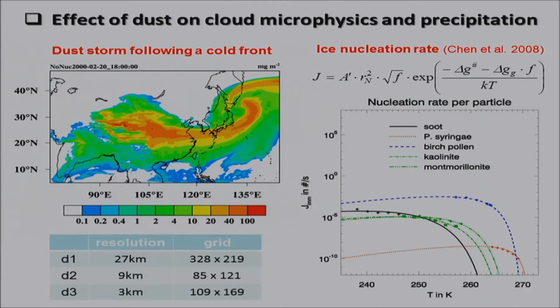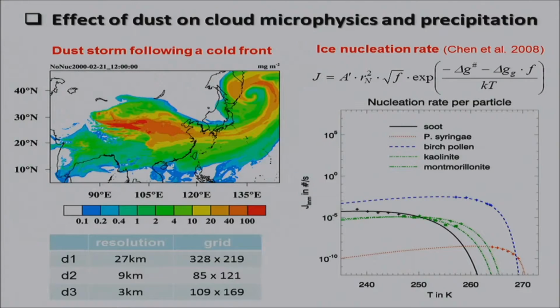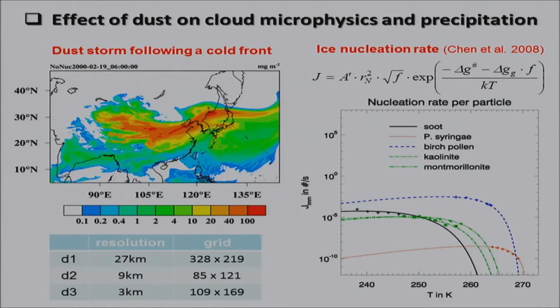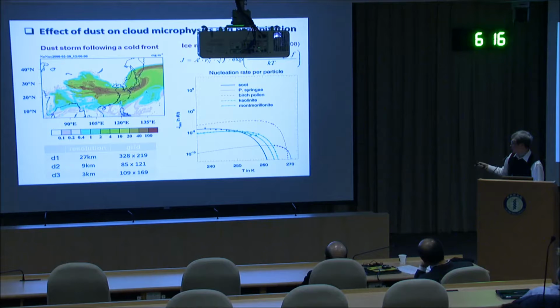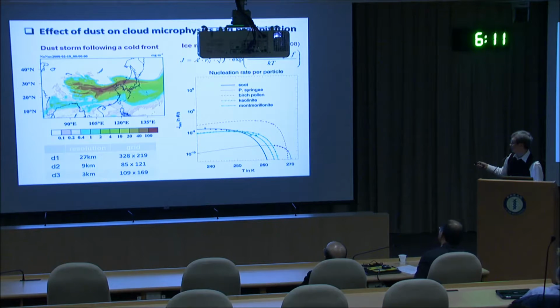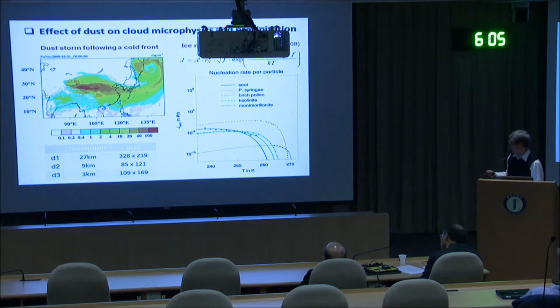But in that formula, we use two factors from observation. One is the activation energy, and the other is the contact angle contained in the F factor here. You don't need to know the details, but to know the nucleation scheme, we only need to know two thermodynamic factors, that is the activation energy and contact angle. And for those two parameters, we searched a lot of the experimental data and did the fitting.